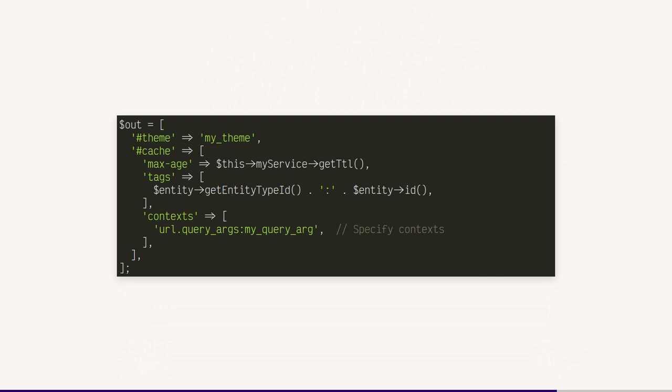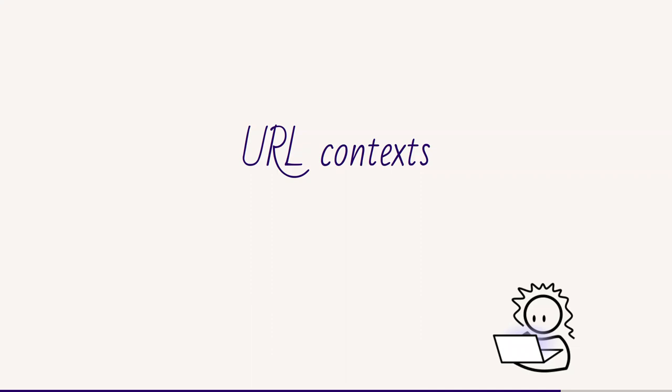Most of the time, how do you use them? It's like hash tags. You just pass in an array of strings. But which ones are you going to use? User is really common, but another one that's really, really common is the URL context, because this is the one that usually is going to hit for most anonymous users. It has multiple parts that you can use.